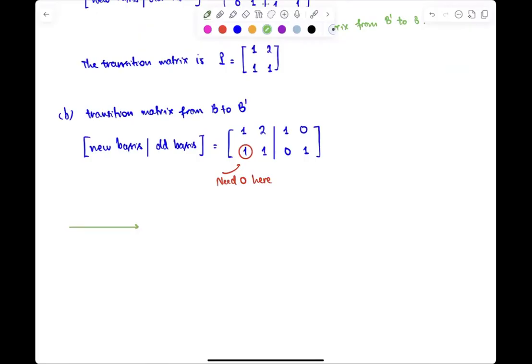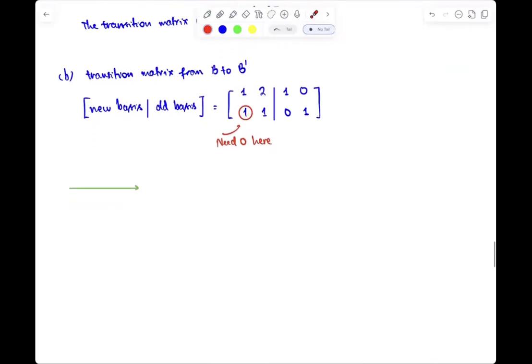So to turn that into a 0, what you do is that you multiply the first row by -1, and then add with the second row to get a new second row. So -1 times row 1 plus row 2 to get a new row 2.